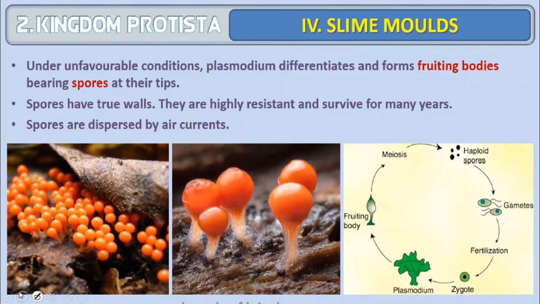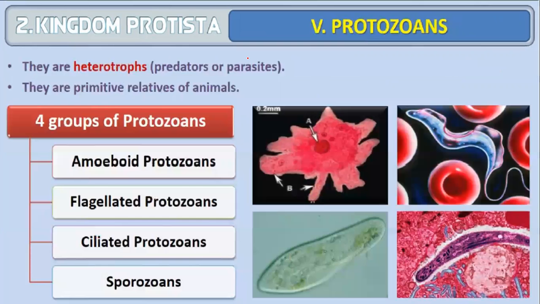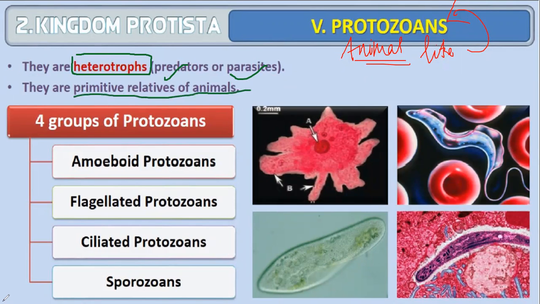Then we have the animal-like protists. What do you call them? Protozoans. Protozoans are heterotrophs. They may either be predators or parasites. They are primitive relatives of animals. Four groups of protozoans are there: amoeboid protozoans, flagellated protozoans, ciliated protozoans, and sporozoans.